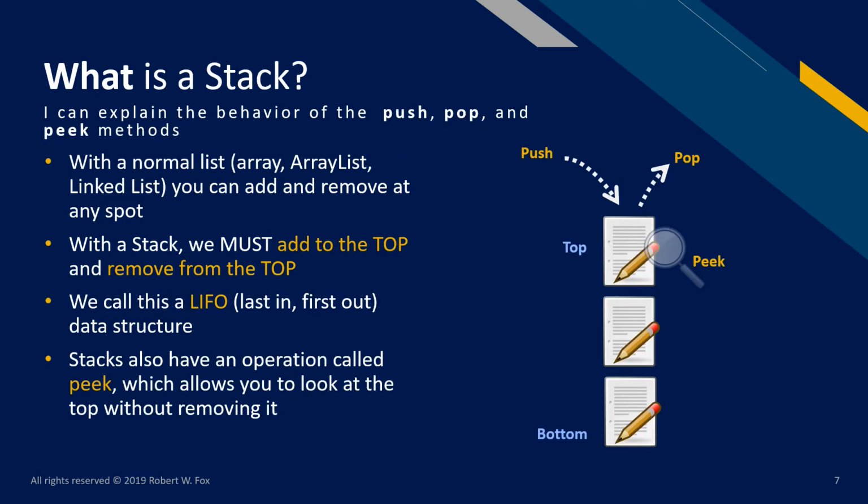Again, with a normal list, array list, etc., you can add and remove at any spot. With a queue, you have to add to the back and remove from the front. With a stack, you must add to the top and remove from the top. It works just like a stack of papers or a stack of books or a stack of anything, really. And this is what we would call a LIFO, or a last in, first out data structure. So everything works from the top.